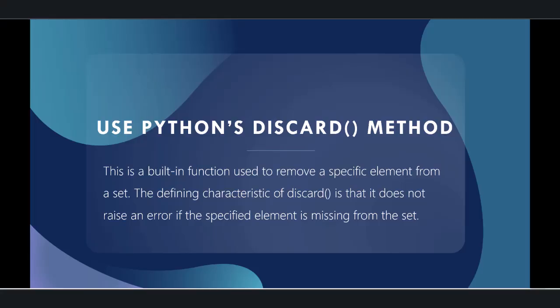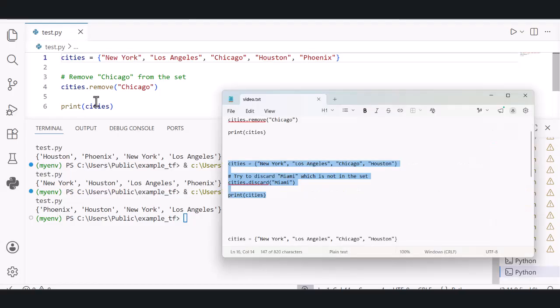If you don't know exactly if that element is present in the set or not, if it is there, you want to remove it. If it is not there, you don't want any error to be raised from that. In that scenario, you can use the discard method so that if it is there, you can delete it. If it is not there, you won't get any error. Let's see an example for this.